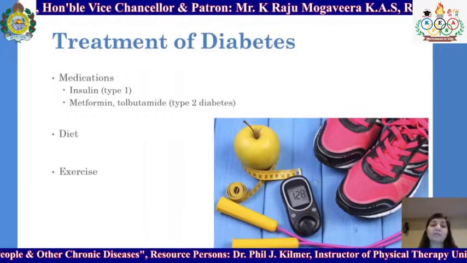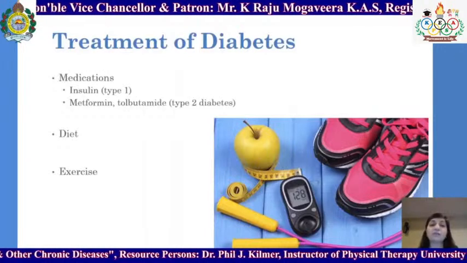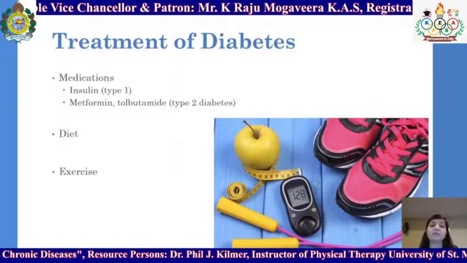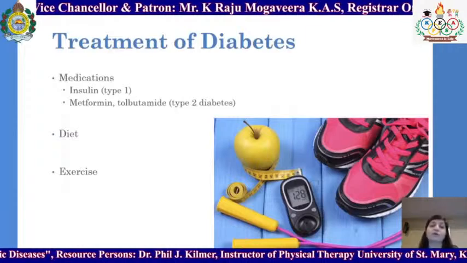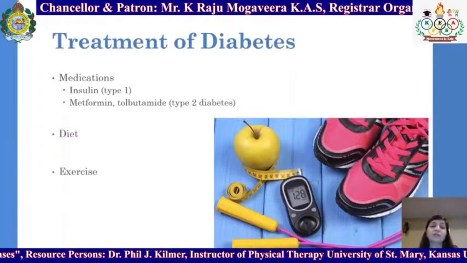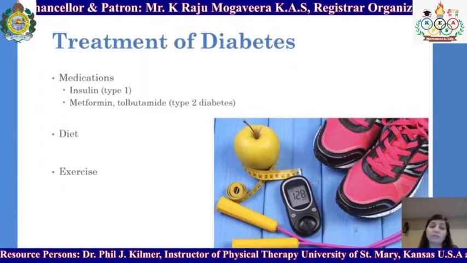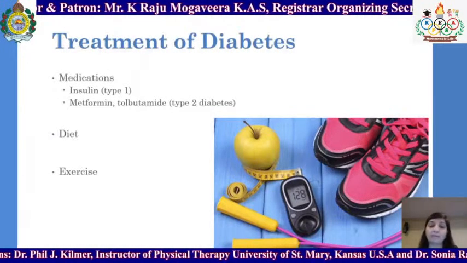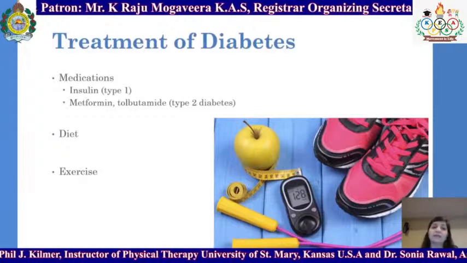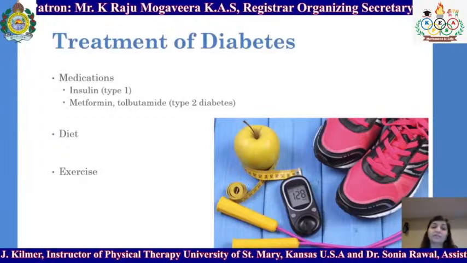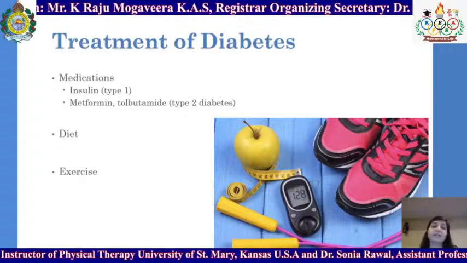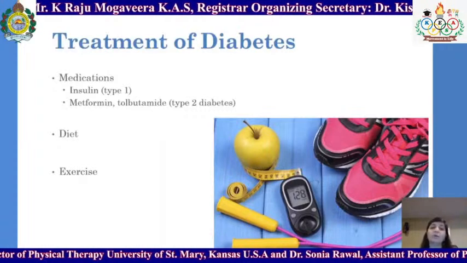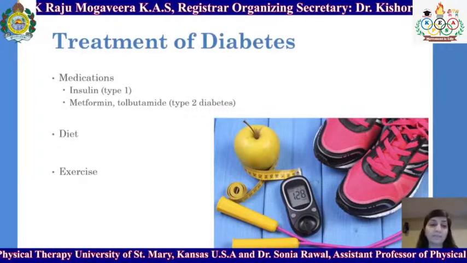In type 2 diabetes, initially there is no deficiency of insulin. It is just that the insulin is not able to function well. So they are not initially on insulin, but they are on other drugs such as metformin or tolbutamide. And later when the beta cells or the insulin cells are fatigued and start dying, at that time they could be put on insulin.